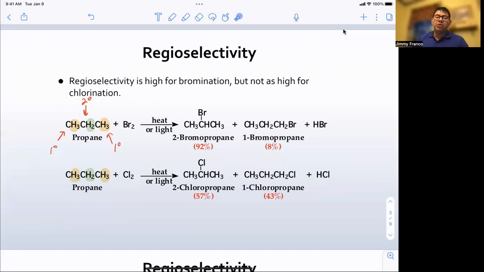The problem with chlorine is you have to weigh two things. It does have a slight preference for the more substituted, but it also depends on the number of hydrogens, right? The more hydrogens there are, the more chances it can go there. And so if you notice here, the differences really aren't that great. While there is a slight preference, it doesn't show up as greatly because it also weighs the total amount of hydrogens in each one of those spots. And I'll show you that here in a second.